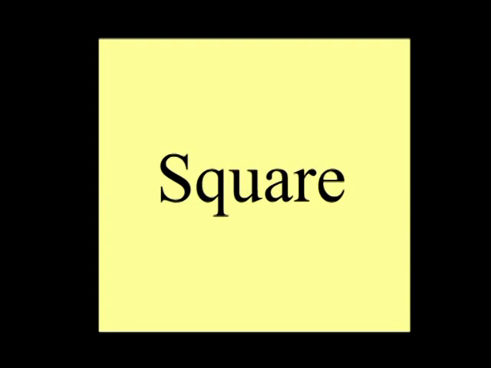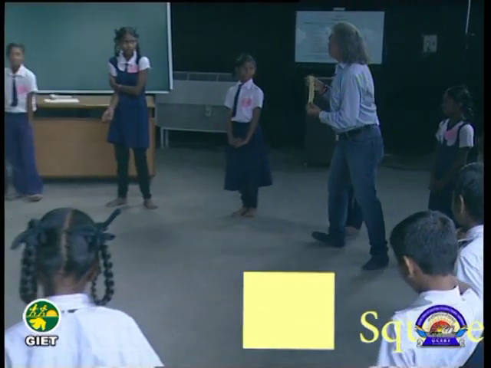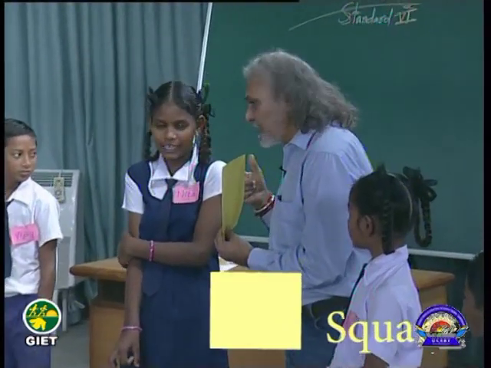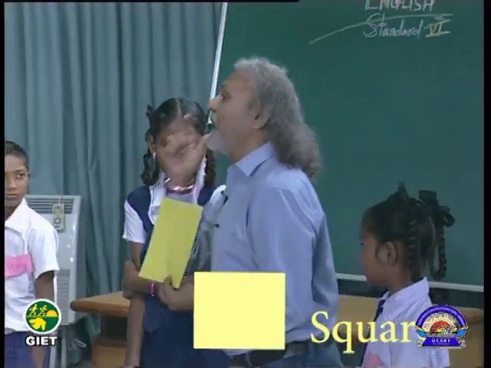What's this? Square. Okay. Now what's this? Tell me. It's a square.